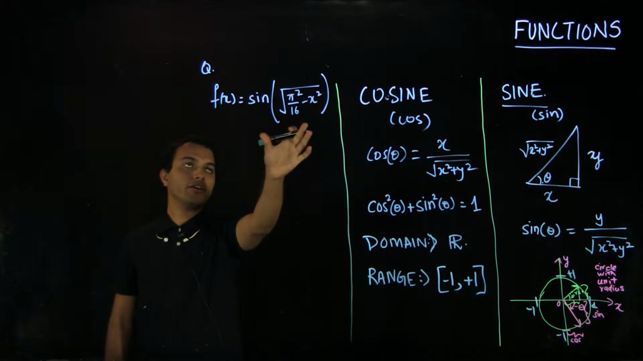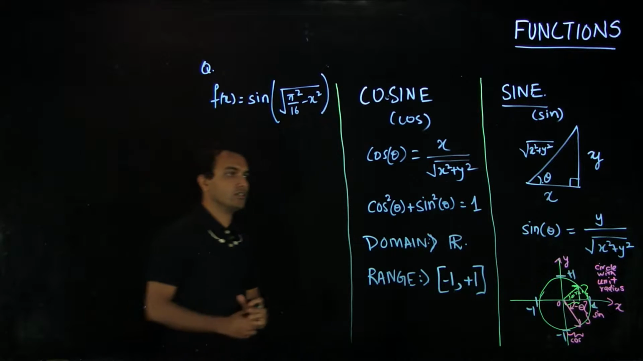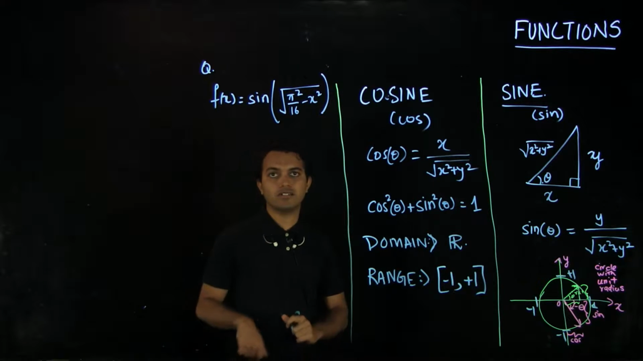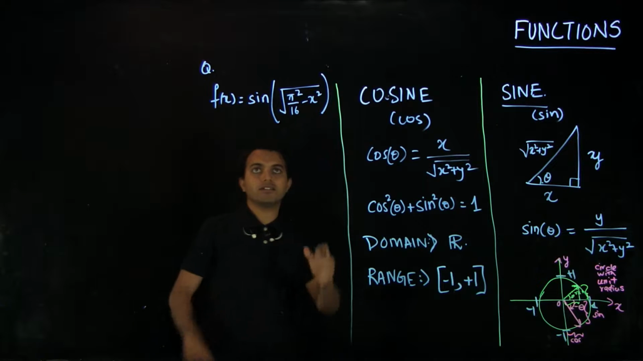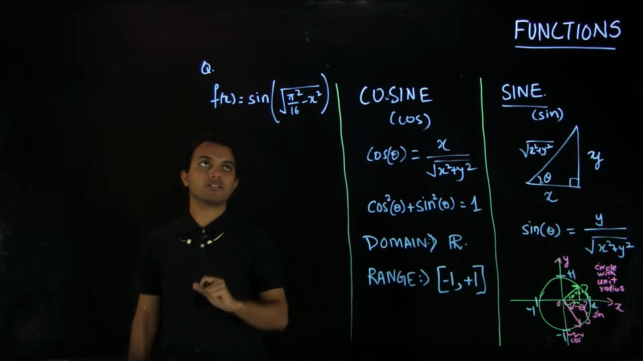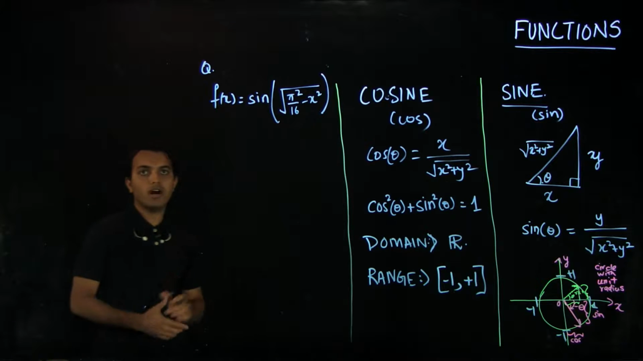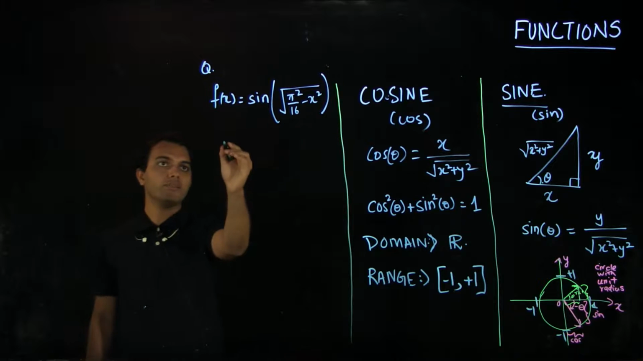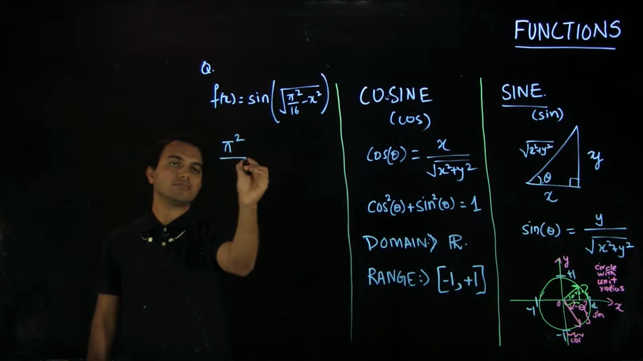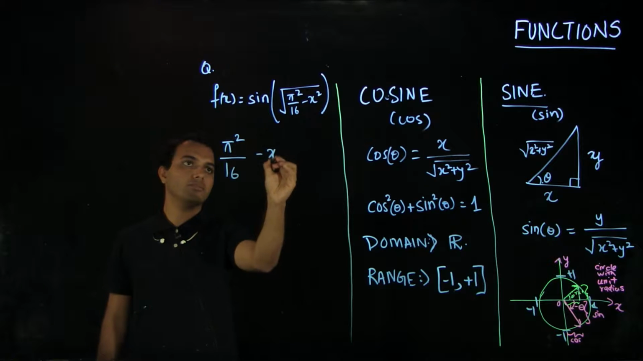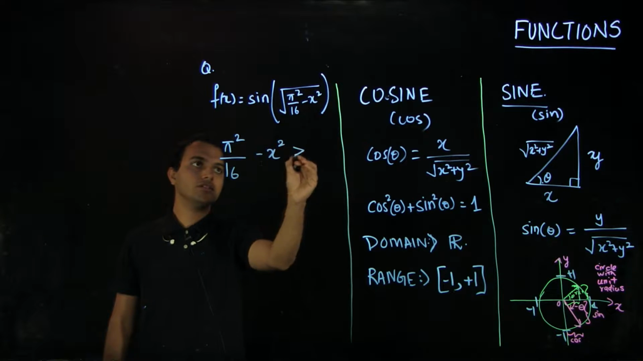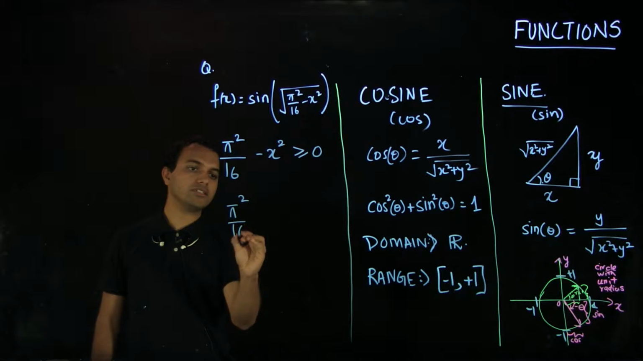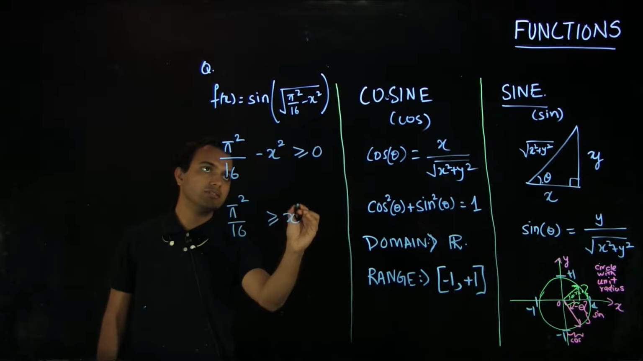So we know the domain of sine is the whole real axis. So sine does not impose any restriction on this, but x actually lies inside the square root. So for the square root function, we know the argument has to be greater than or equal to 0. So we just apply that condition. So we have pi square over 16 minus x square is greater than or equal to 0, or pi square over 16 is greater than or equal to x square.